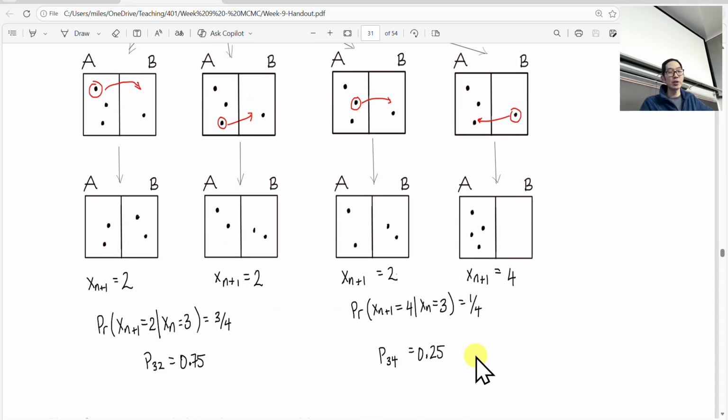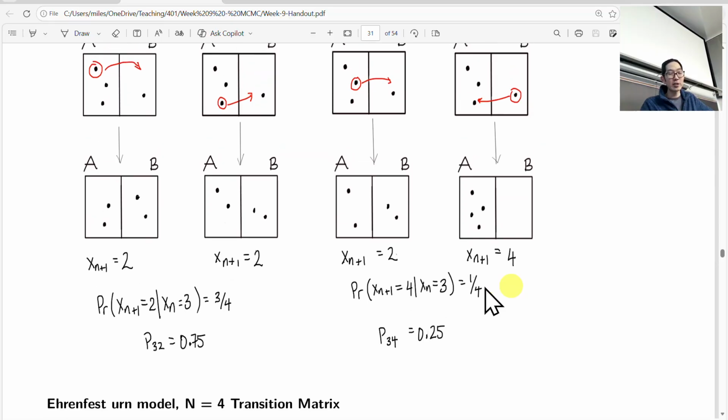So out of the 4 different transitions, 3 of them end up with a 2. One of them ends up with a 4. So here, this represents how many I start off with. Starting with 3, I end up with 2 75% of the time. If I start with 3, I end up at 4 25% of the time.